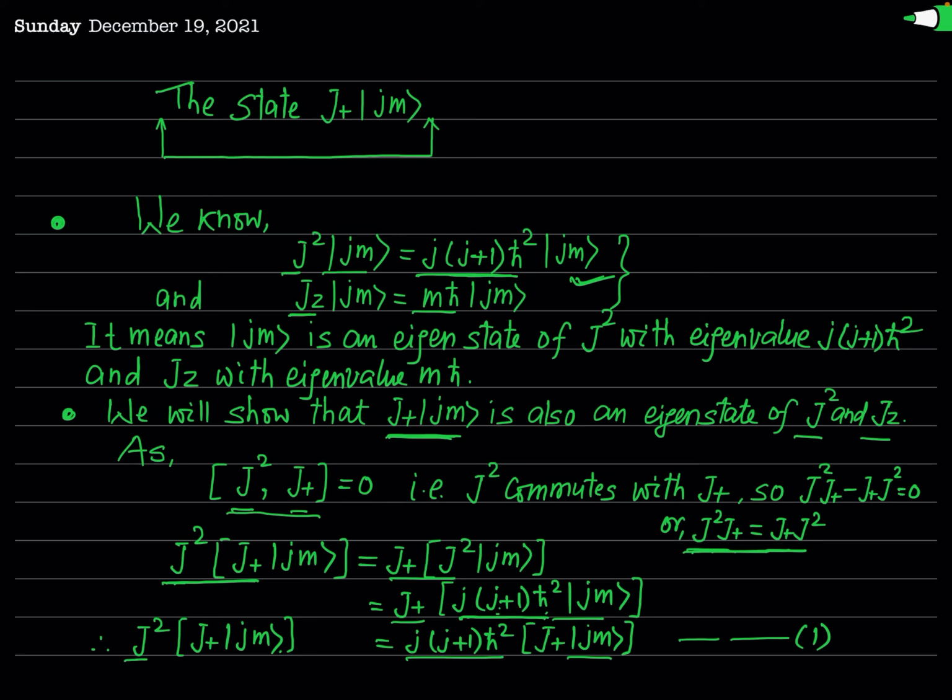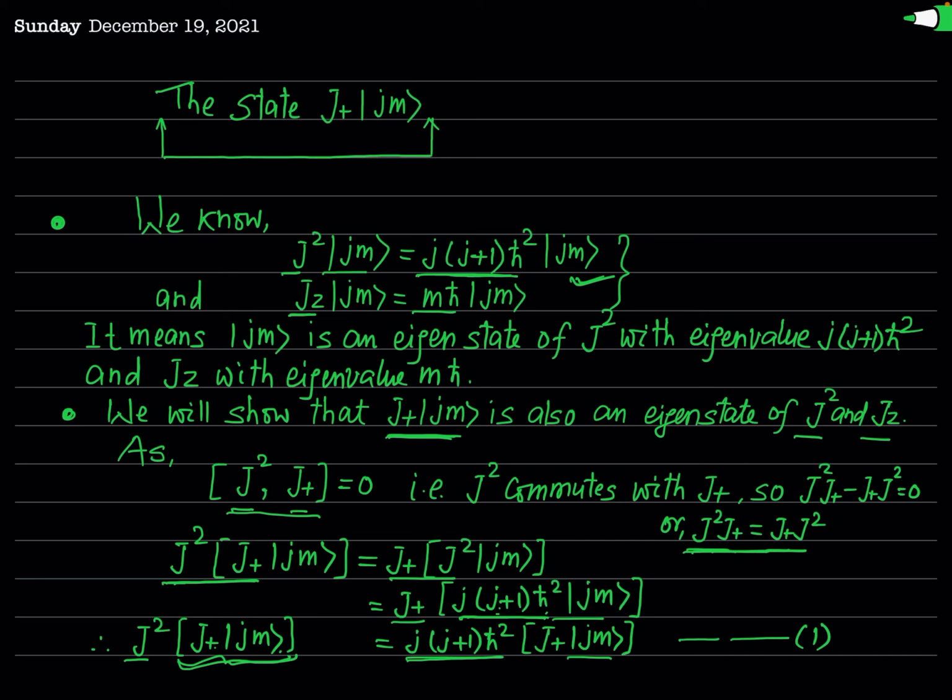This J squared is an operator and J plus operated on |j,m> is an eigenstate. And when this operator J squared is operated on this eigenstate J plus |j,m>, we get this much. So this equation 1 is simply the eigenvalue equation of the operator J squared when the eigenstate of this operator is J plus |j,m>. And you can see that the eigenvalue of this operator is again found to be j times (j plus 1) h bar squared.